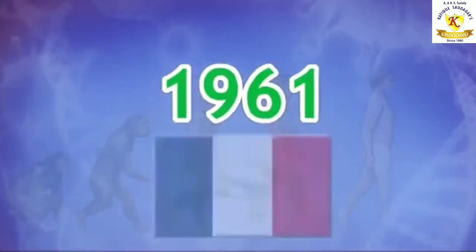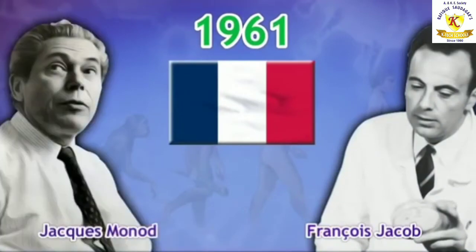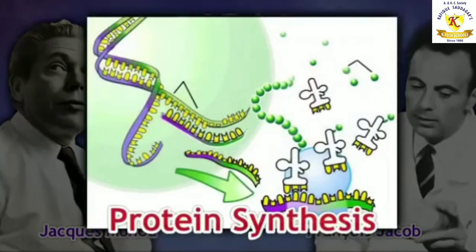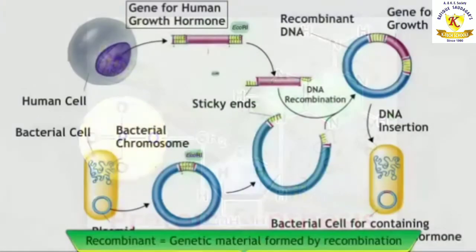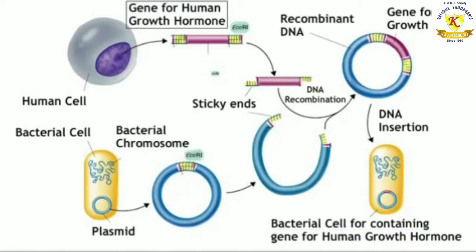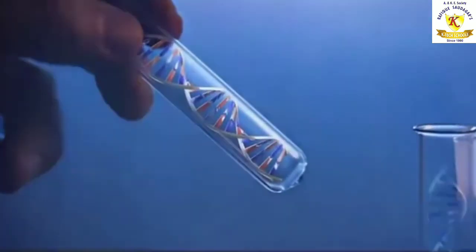In 1961, the French geneticists Francois Jacob and Jacques Monod proposed a model for the process of protein synthesis with the help of DNA in the bacterial cells. It helped to uncover the genetic codes hidden in DNA. Thereby, the technique of recombinant DNA technology emerged, which has vast scope in the field of genetic engineering.